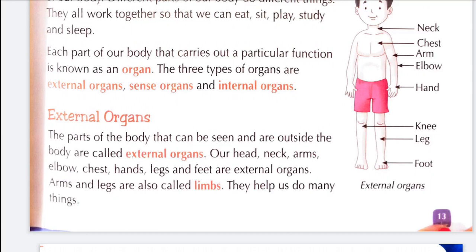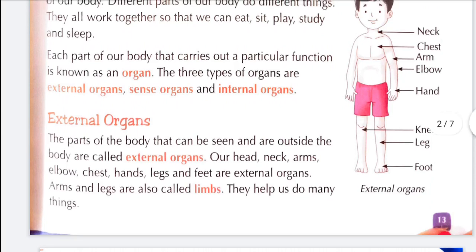According to the paragraph, external organs are the parts of the body that can be seen and are present outside the body. They are called external organs. Like our head, neck, arms, elbow, chest, hands, legs and feet are some external organs. Okay? Arms and legs are called limbs. They help us to do many things.